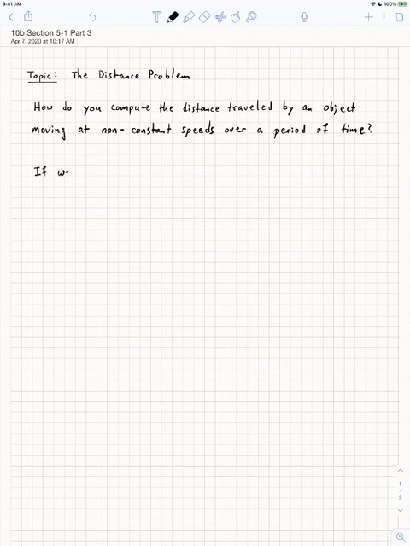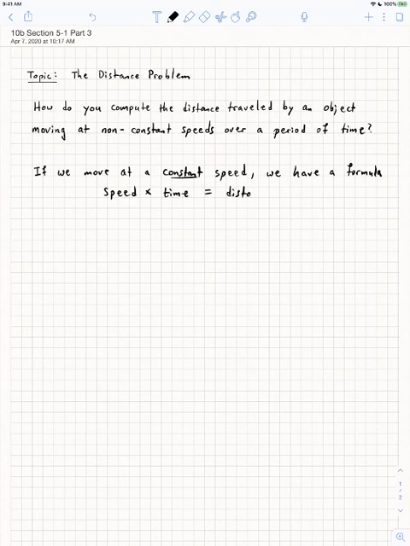If we move at a constant speed, then we know how to compute the distance traveled. We have a formula which tells us that speed times time equals distance. This only works for constant speed. But what if we're moving at a speed which is changing over time?